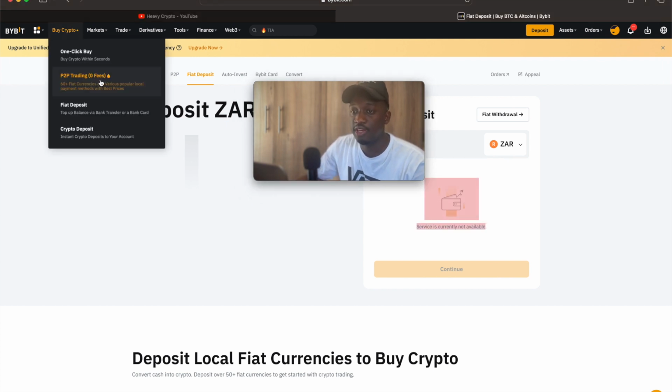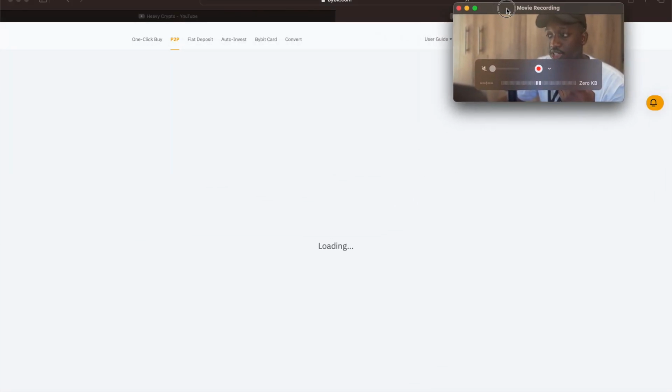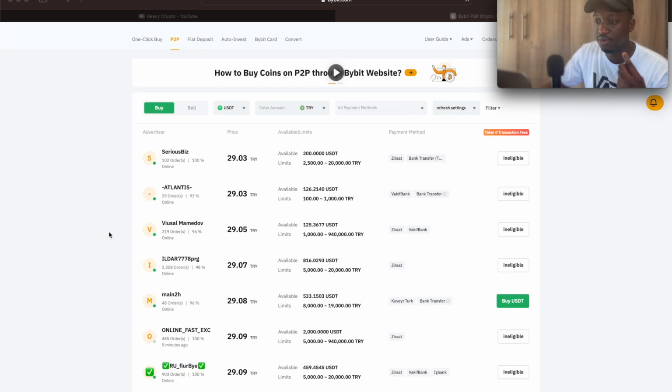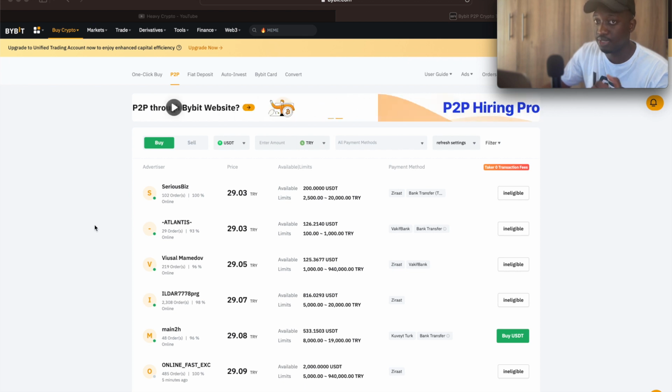So right here is P2P trading. P2P trading simply means buying cryptocurrencies directly from a seller. If you click P2P trading, you can find a lot of ways that you can use to buy crypto. You can buy crypto with PayPal, you can buy crypto with bank transfer and all that stuff. So Bybit has made it easier for people to buy crypto using different ways online, right? So this is why P2P comes in.